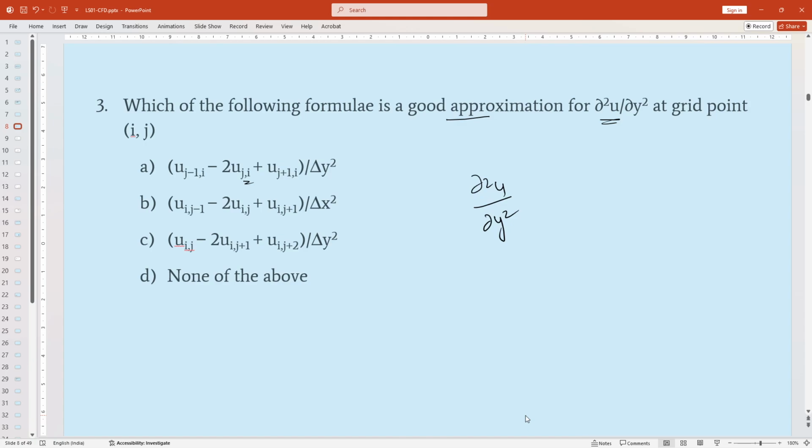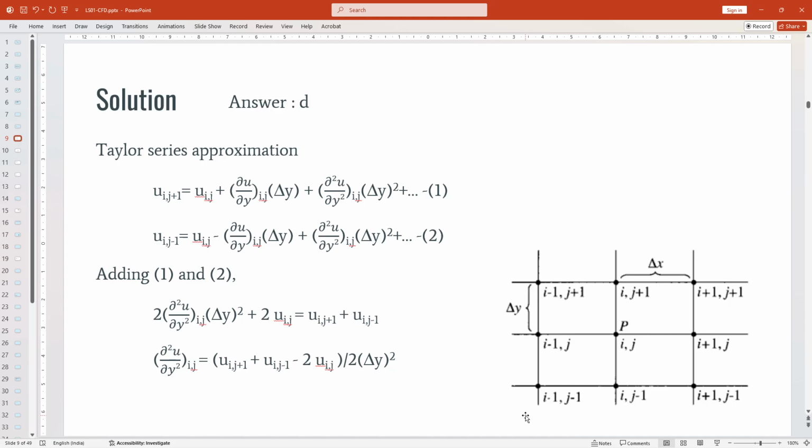Okay, let me explain. I think some of you are having confusion. So let's start from the basics. Our actual answer is answer D, none of the above. I will explain why. First, please see this two-dimensional distribution of grid points. Here, suppose this is the point ij. So how are the other points located?